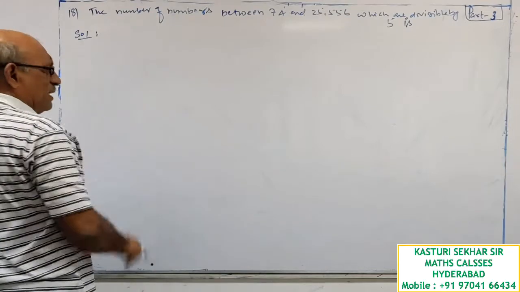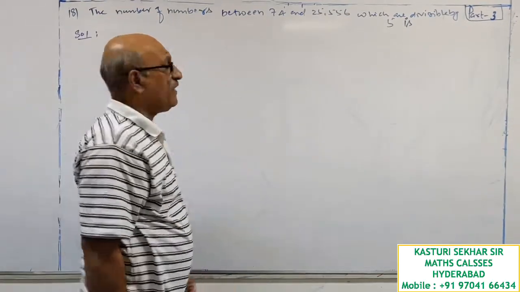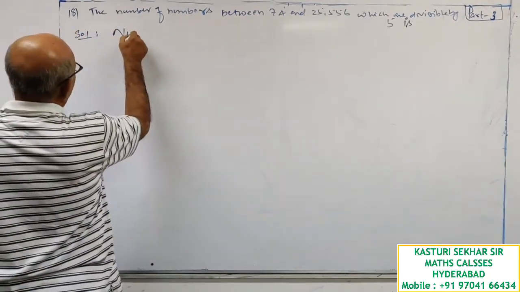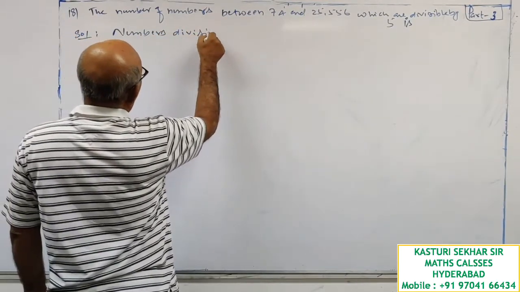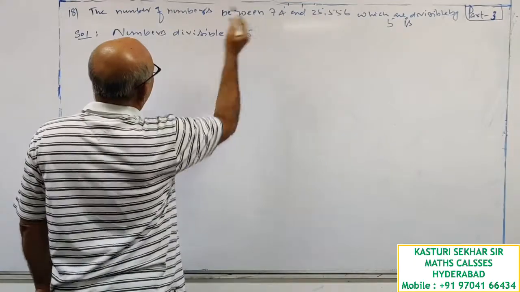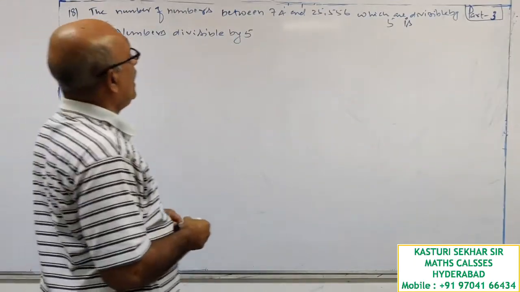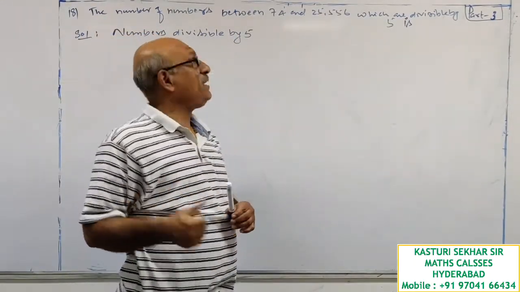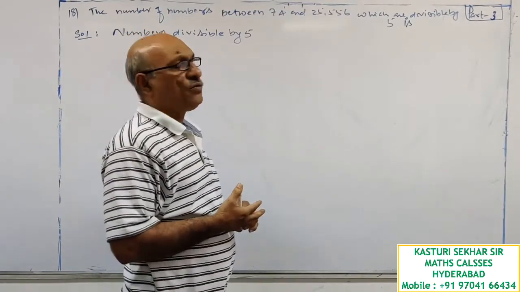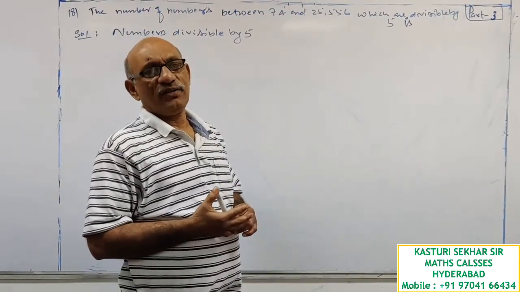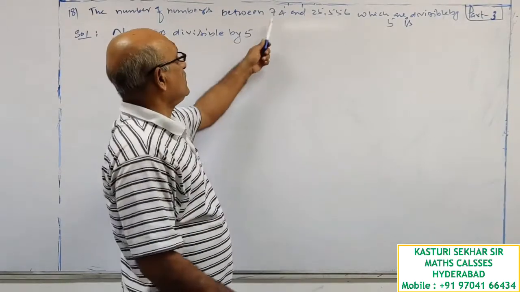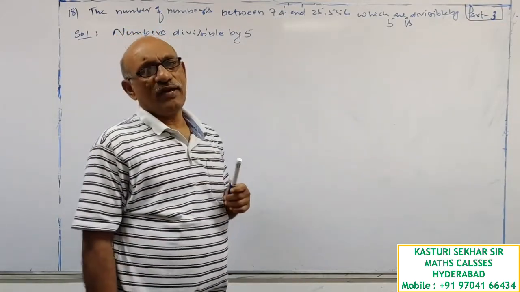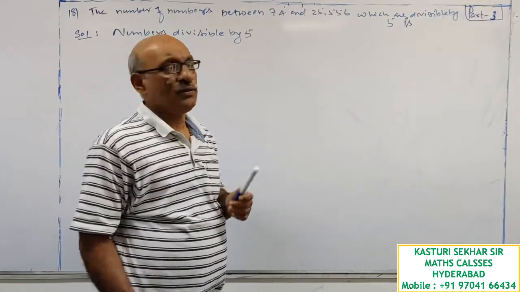First let us separate the numbers which are divisible by 5. Now what is given in the question? Between 74 and 25,556. It means you have to exclude the extreme numbers. 74 you have to exclude, 25,556 you have to exclude.